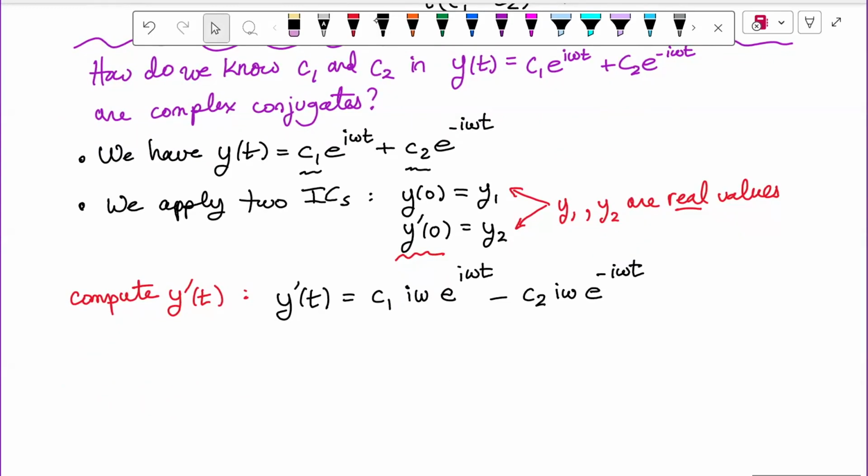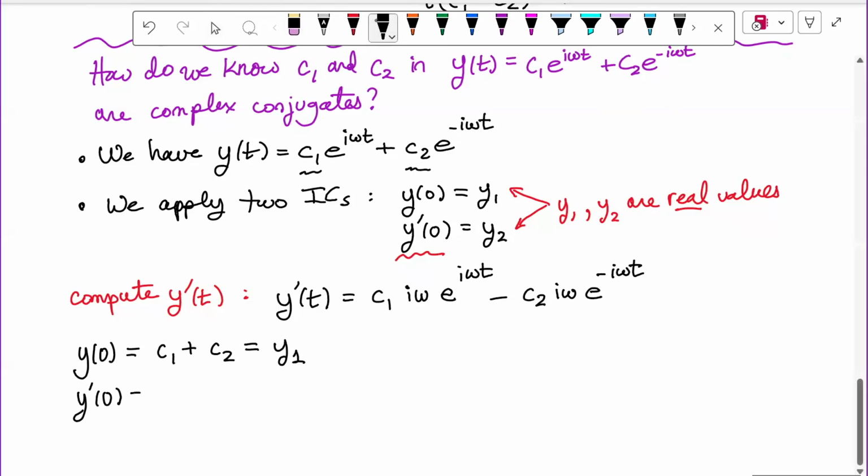All right, let's plug in time 0 to our values. Our solution y at time 0 is going to be C1 plus C2, and we've been given by our initial conditions that that has value y1. Our derivative at time 0 is going to be i omega C1 minus i omega C2, and our initial conditions tell us that that has value y sub 2. Again, because this is a physical model, both y1 and y2 are real.